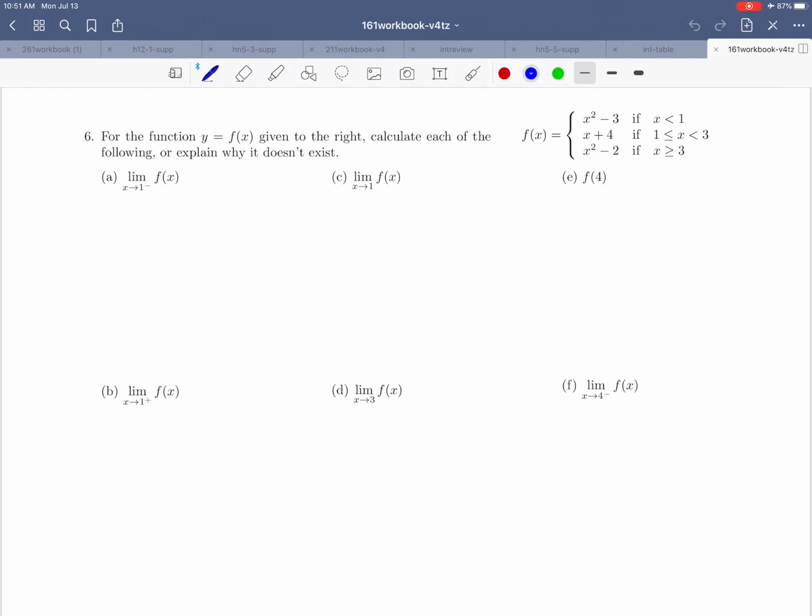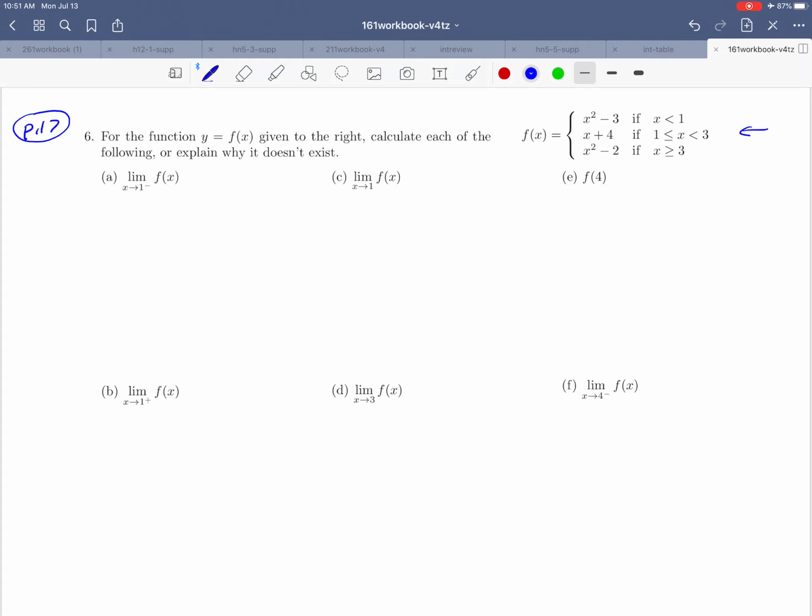Hello everybody, and welcome to exercise 6 on page 17 of the workbook. Let's take a minute just to read this question together. So they're giving us a function f of x. The formula is given to the right, and they'd like us to calculate a bunch of limits here, it looks like.